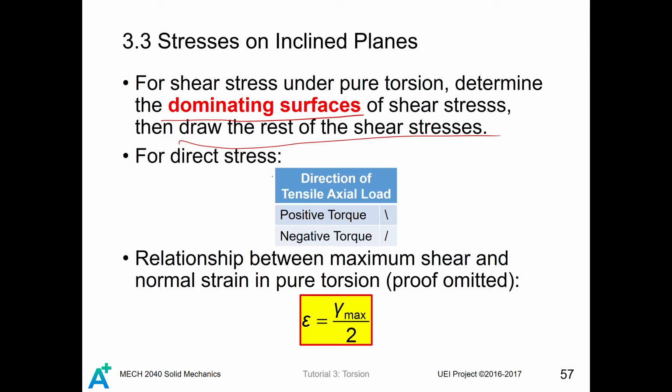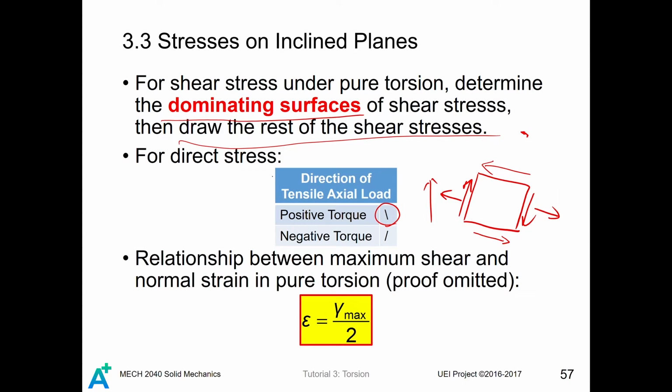To draw the direct stress, for positive torque, it is tensile in this direction, while it is compressive in this direction. For example, for a stress element in positive torque, the positive torque means that there are 2 shear stresses like this on the left and the right hand side of the stress element. So for those 2 dominating surfaces, we can immediately draw the shear stress on it, and also we can draw the rest of the shear stresses. Besides, since it is in the positive torque, it is tensile in this direction. That means the direct stress is sketched like this.